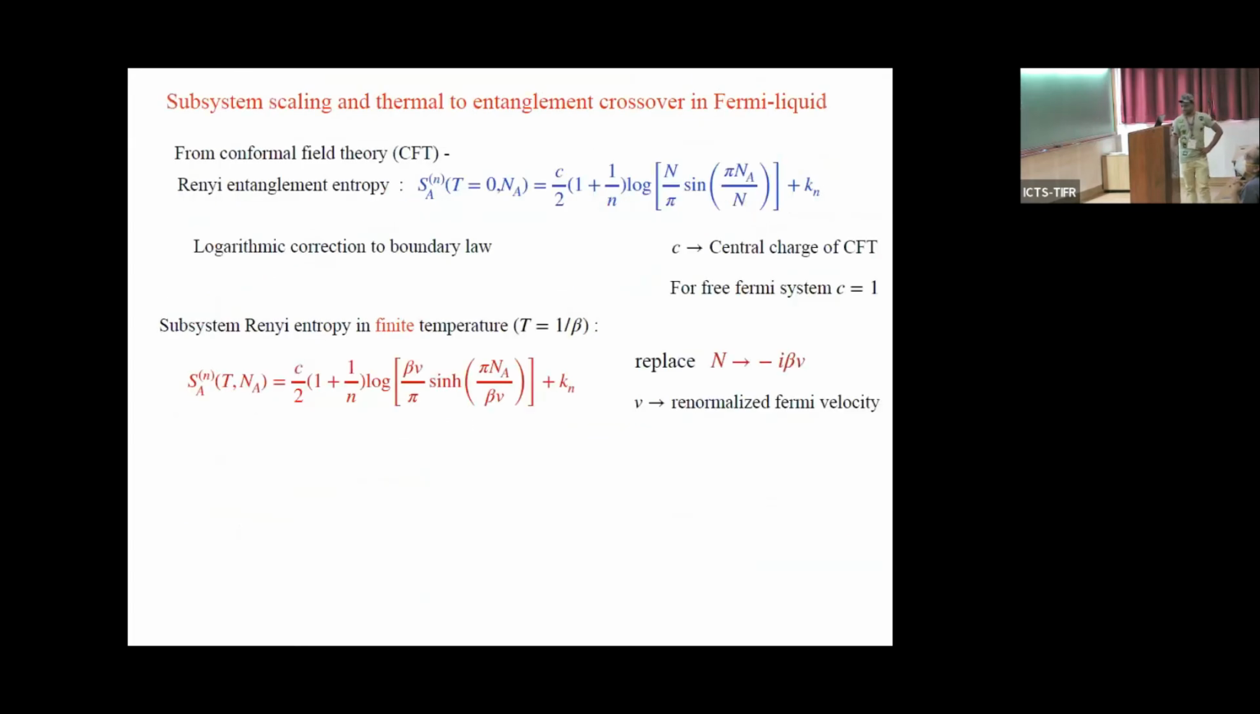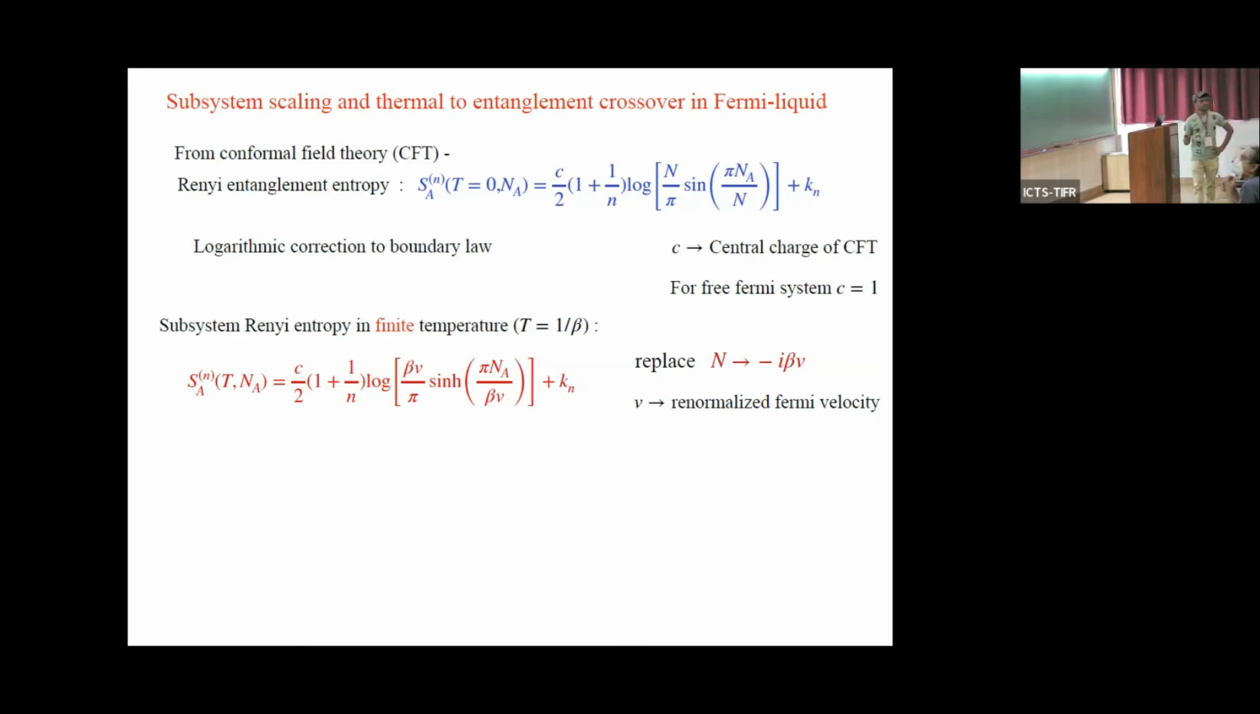From CFT we know that Renyi entanglement follows a logarithmic scaling with subsystem size, and for a free Fermi system it follows this scaling, where the central charge is 1. But we need a finite temperature formula, which is also known in the context of CFT, where instead of the sine function it is sine hyperbolic. So this says that the extrapolation to T equal to 0 is not linear; it follows this log of sine hyperbolic, a non-trivial way of going to T equal to 0.